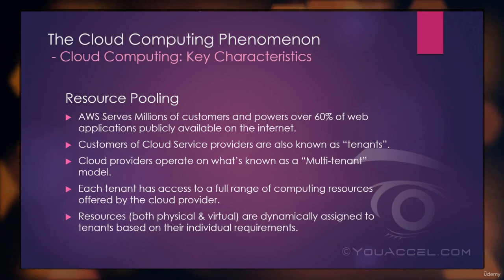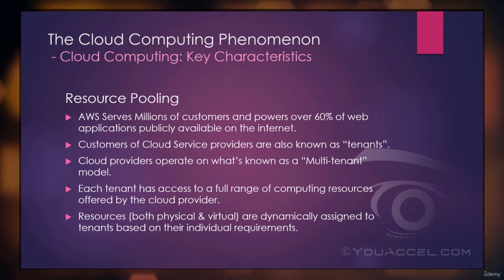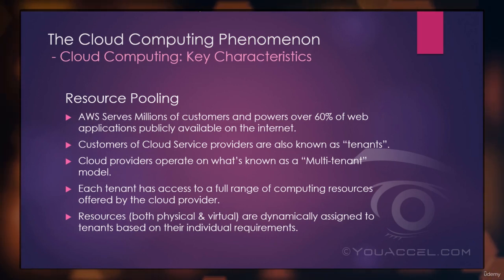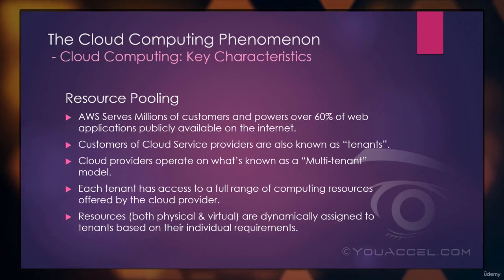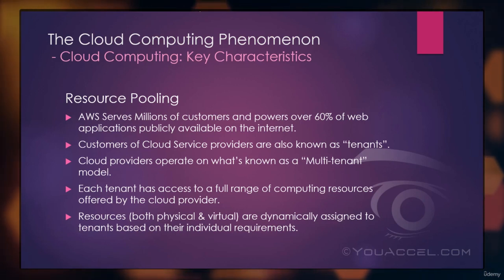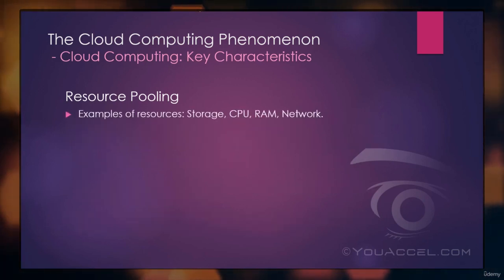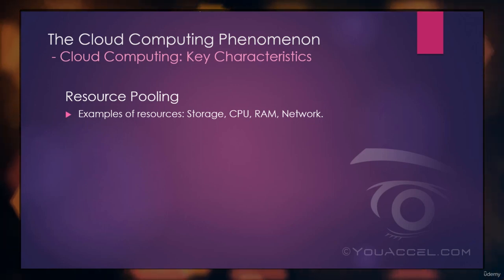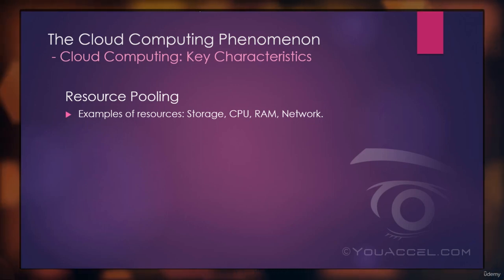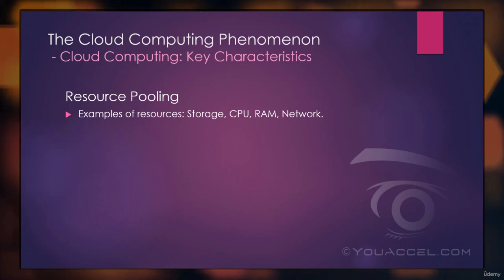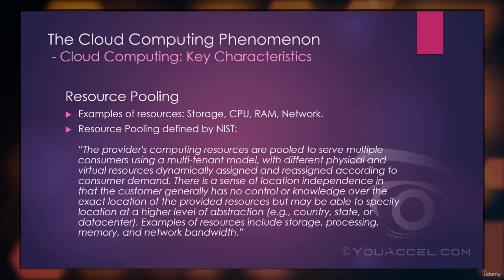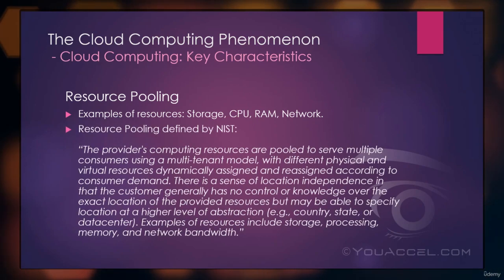The cumulative resources, both physical and virtual, offered by the cloud service are dynamically assigned and reassigned based on the needs of each tenant. As we explored earlier, some examples of resources include storage, processing power, and memory. Here is the technical definition of resource pooling as provided by NIST.